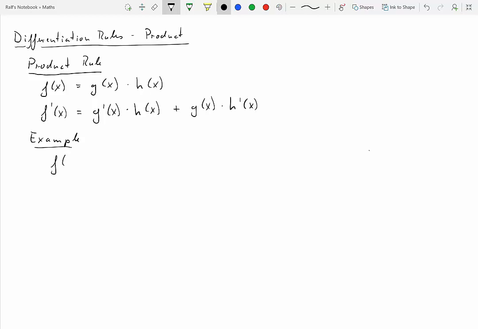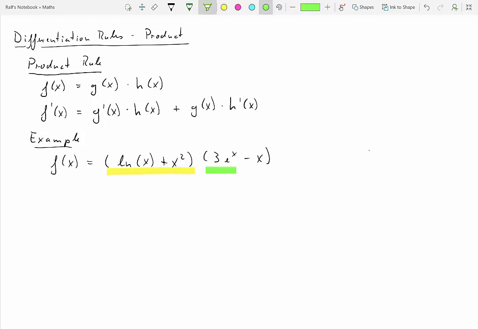Let's say our function looks as follows. f of x is equal to the log, the natural log, importantly, the log of x plus x squared, and then times 3 times the exponential of x minus x. So how does that apply to our case here? Why is that a product?